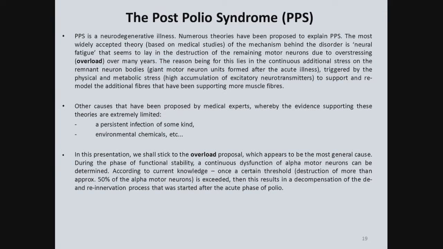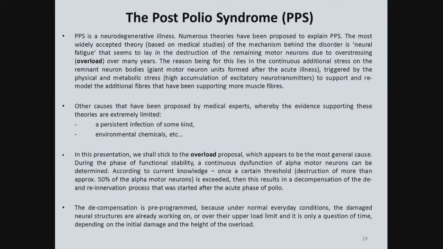During the phase of functional stability, a continuous dysfunction of alpha motor neurons can be determined. According to current knowledge, once a certain threshold, destruction of more than approximately 50% of the alpha motor neurons, is exceeded, this results in a decompensation of the de- and re-innervation process that was started after the acute phase of polio. The decompensation is pre-programmed, because under normal everyday conditions, the damaged neural structures are already working on or over their upper load limit, and it is only a question of time, depending on the initial damage and the height of the overload.